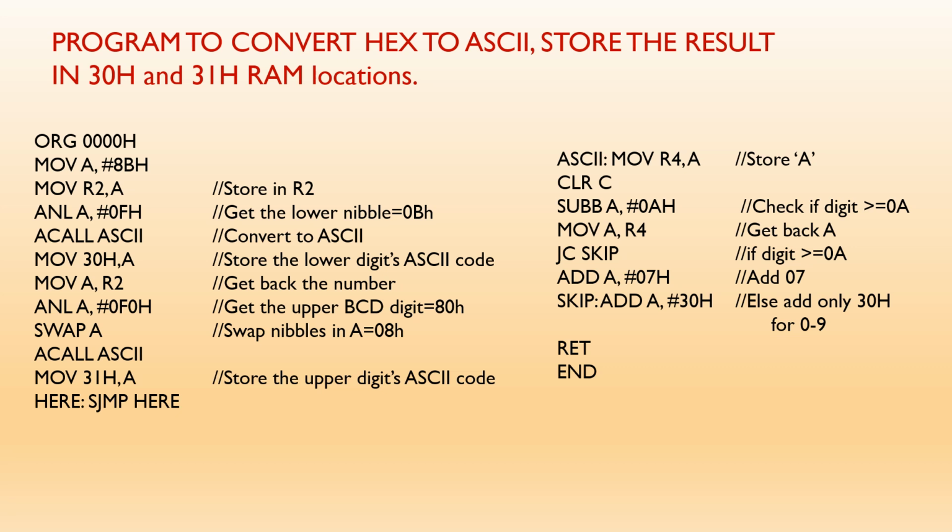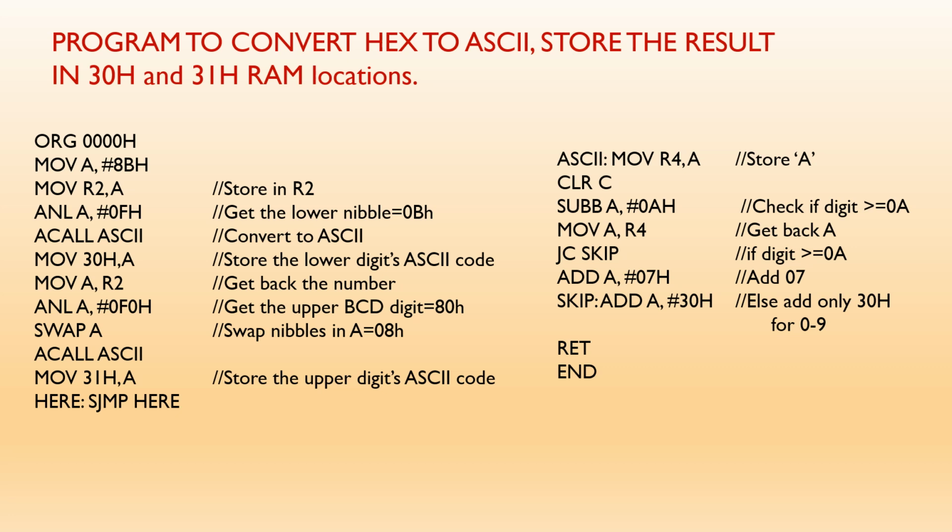If the carry flag is reset, it means that the contents of A are greater than or equal to 0A. Now in A I have 08H and I'm comparing it with 0A. So the content of R4 is moved to A, because once I do 8 minus 0A, the result of that subtract operation will be in A. So the copy of A that I stored in R4 is obtained in A.